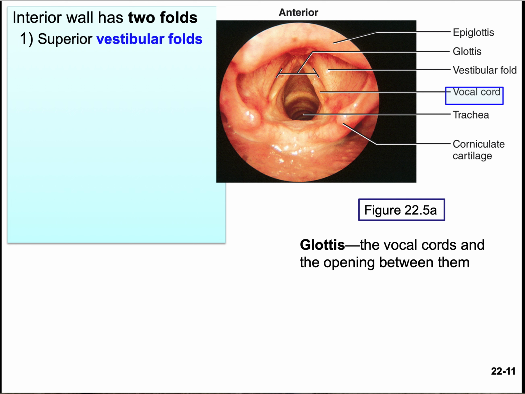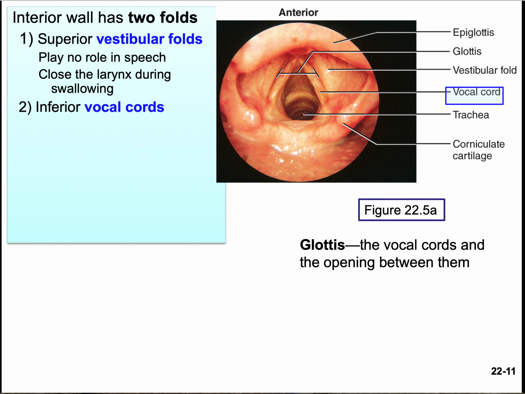So this anterior wall has the vestibular folds. That's these guys right here on the sides. As it notes, this is not involved in controlling speech, but it does help to close up this laryngeal region during swallowing and help to block food or any drink or something going down the wrong way, right?